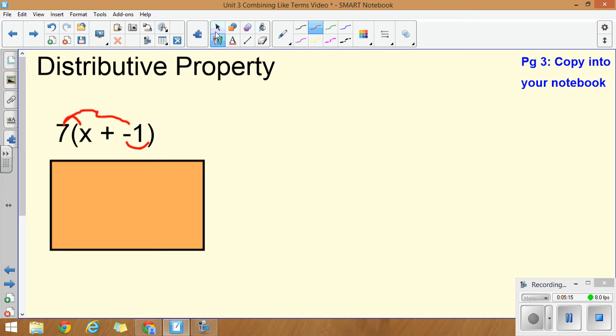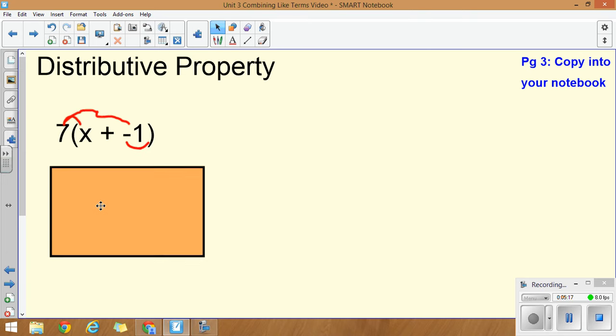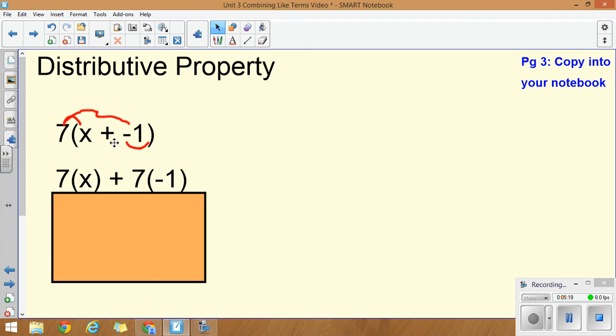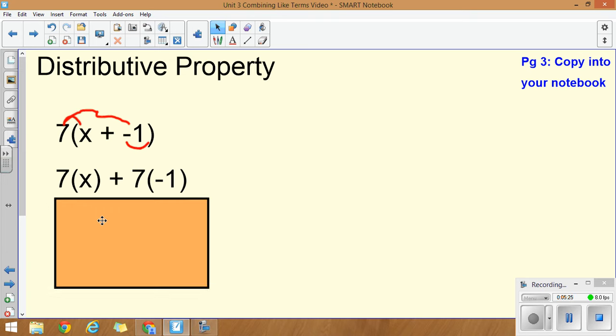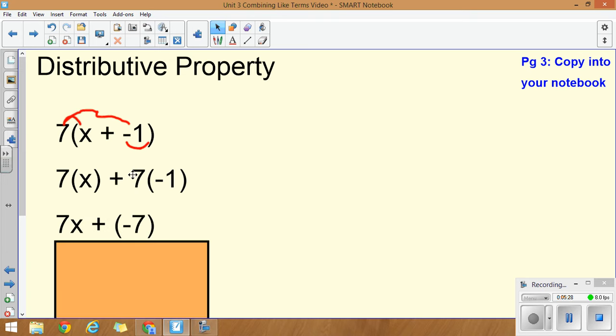Okay, so what does that look like? It looks like 7 times x, plus sign comes down, 7 times this -1. How do I reduce that? It becomes 7x plus -7, because a positive times a negative is a negative.